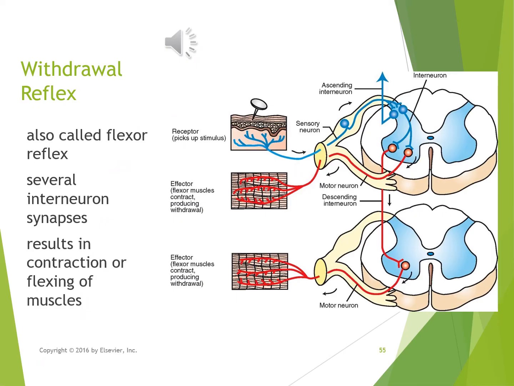The withdrawal reflex is something that is commonly used to assess spinal cord trauma. So a receptor picks up a stimulus, so that would be pinching of a toe really hard, and the effector muscles flex, producing the withdrawal effect. So if they cannot withdraw their leg from the pinching of the toe or the stimulus, then they may have some spinal cord trauma.